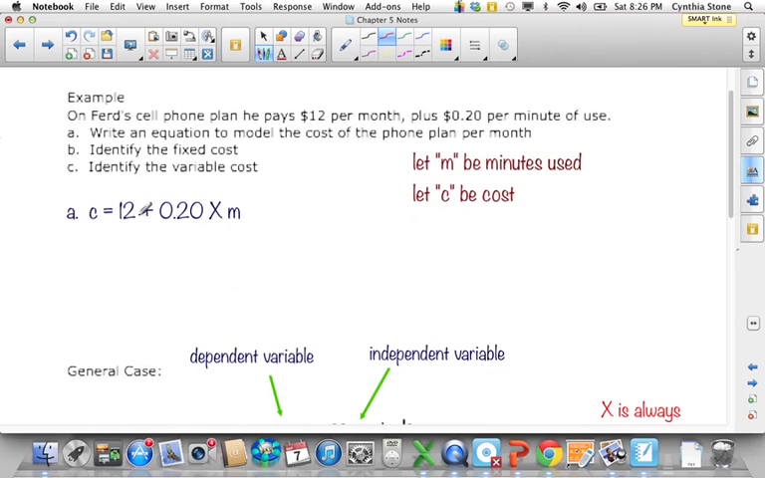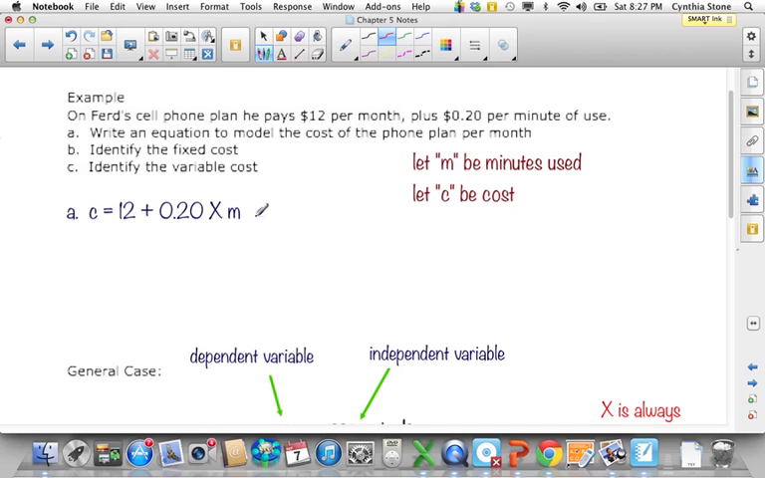Ferd has a cell phone plan, okay? And he pays $12 a month no matter what, okay? And then he pays 20 cents or $0.2 every minute of talk. So we're supposed to write an equation to model the cost of the phone plan. Well, first of all, let's just let M be the minutes used and let C be the cost. So we just have letters instead of full words. So the total cost is going to be the $12 he pays per month no matter what, plus 0.2 times, that's a times in this case, the minutes of use.